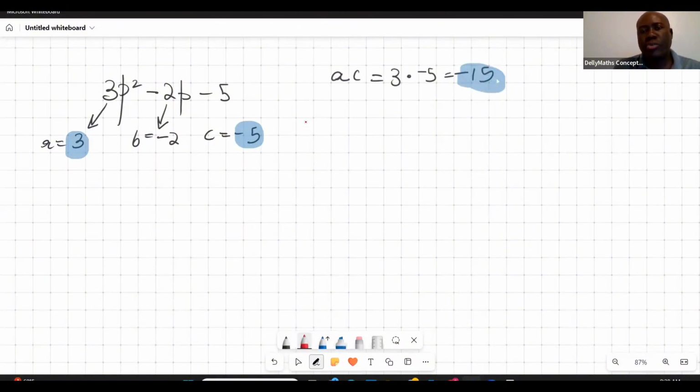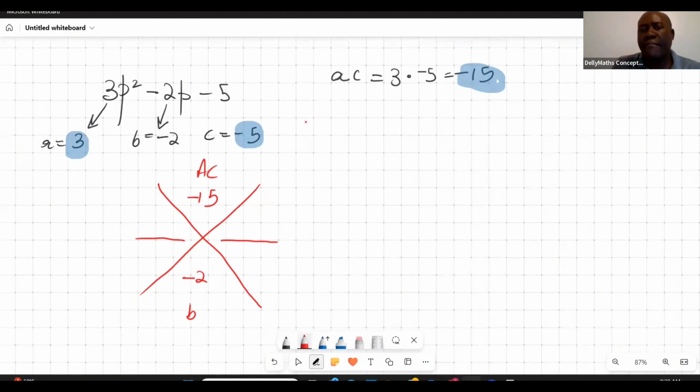Now, as soon as we have this, you want to drop your magic X. I'm going to put AC here, which is -15. I'm going to put my B value here, which is -2. And I'm going to leave a space here for two numbers. The numbers I'm looking for are factors of AC, which means they go into this number here.